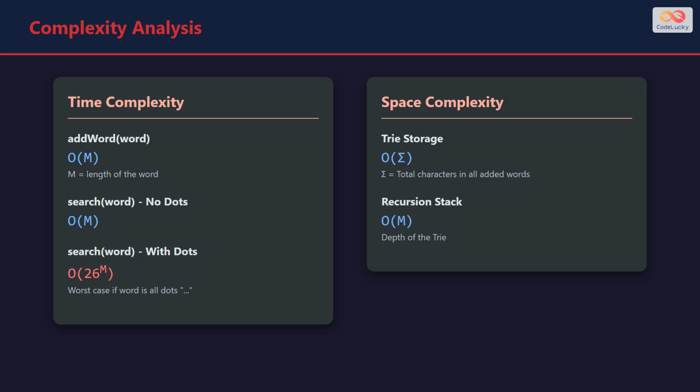Let's discuss performance. Adding a word takes O(M) time, where M is the word length. Searching without dots is also O(M). However, searching with dots can be slower in the worst case. If we search for a string of all dots, we might visit every node in the trie, leading to a complexity of O(26^M) in theory, though in practice it is usually much faster because the trie is sparse. Space complexity is proportional to the total number of characters in all words stored.